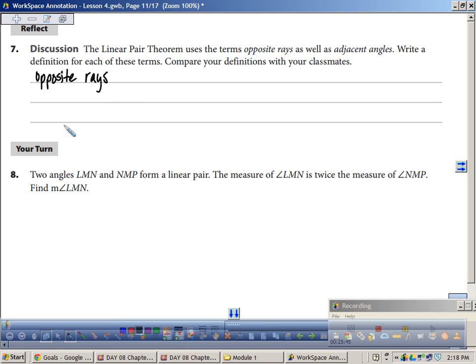Opposite rays are what? Alex? Perfect. Opposite rays go in opposite directions. I'm going to add one thing to it. Go in opposite directions with, what do they have in common? Good job. With a common end point. Alright, there's one.